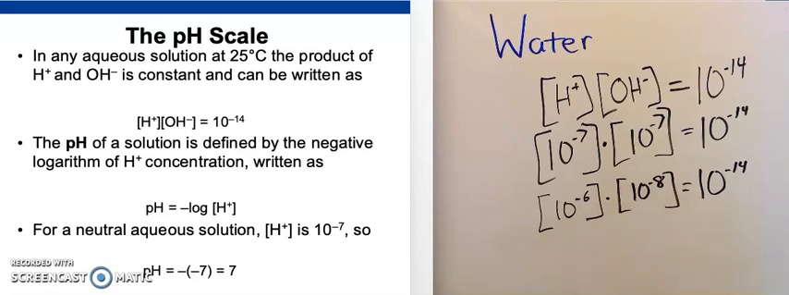Just a friendly reminder about multiplying numbers with exponents. When you multiply numbers that have the same base but different exponents, the exponents add together. So that's how I got 8 from these two.